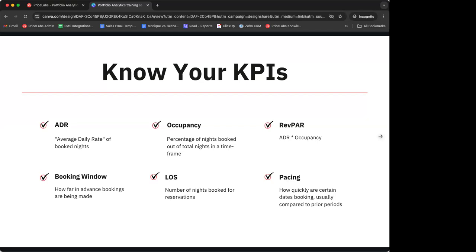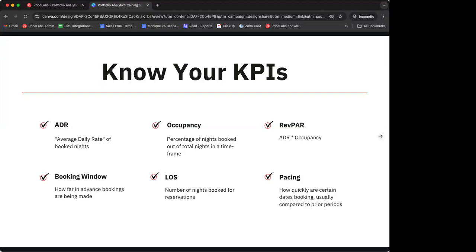Occupancy, pretty self-explanatory. It's the percentage of nights that are booked out of the total nights that are available in a time frame. Some people like to look at adjusted occupancy, which removes blocked dates from those calculations. Some people like to look at total occupancy, which includes bookings and blocks. In portfolio analytics, we are typically showing you paid occupancy in all of the occupancy sections.